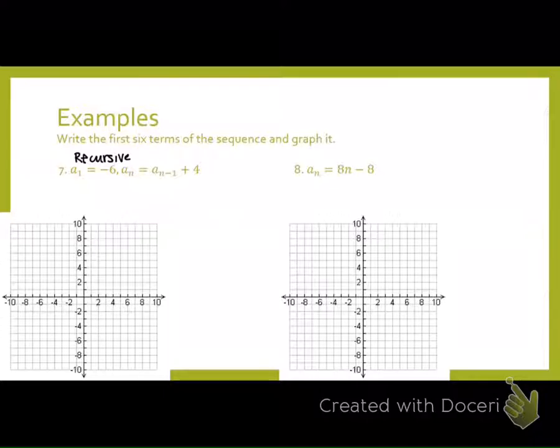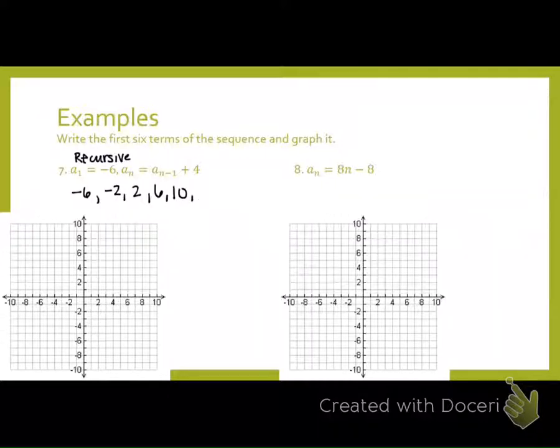So what is my first term? It already tells you. Negative 6. And what do we have to do each time to get the next term? Add 4. So the next term would be 2, then 6, then 10, and 14. So that's the first 6. So this is position 1 through position 6. So just graph whatever fits on the graph. That's 1 comma negative 6, 2 negative 2, 3 2, 4 6, and 5 10.